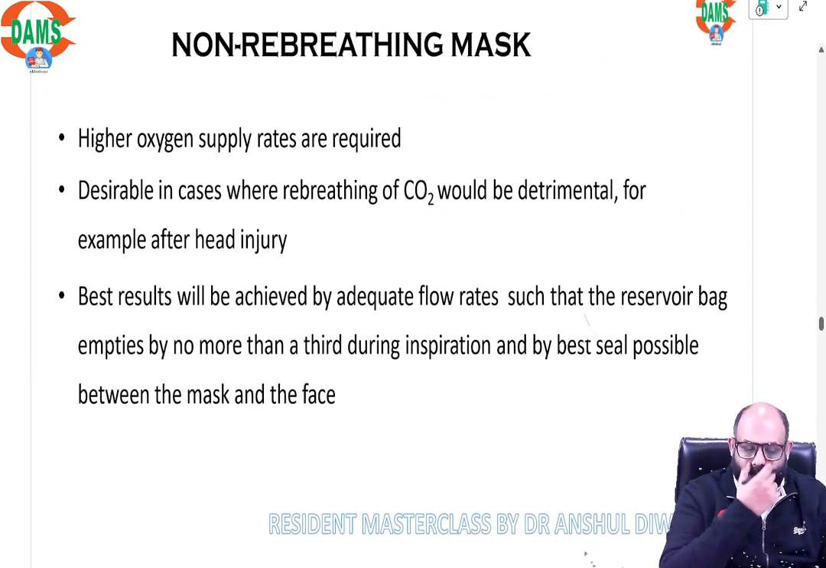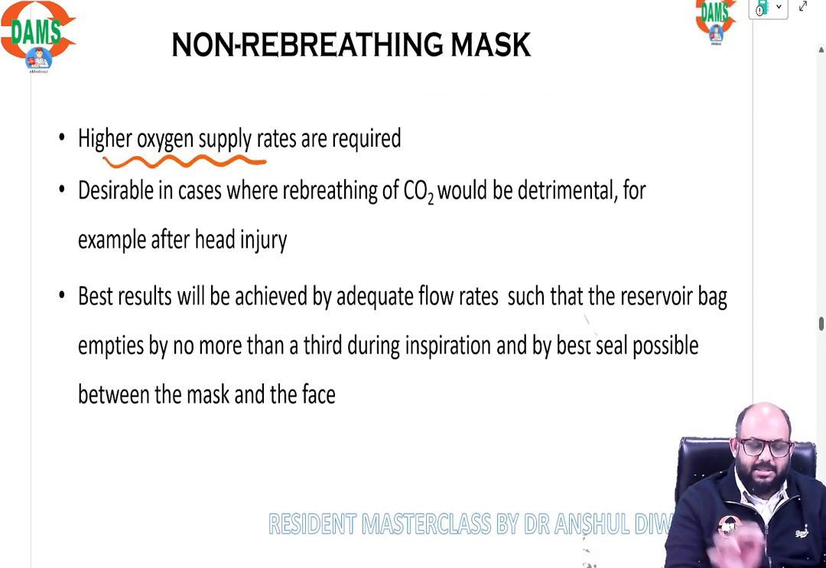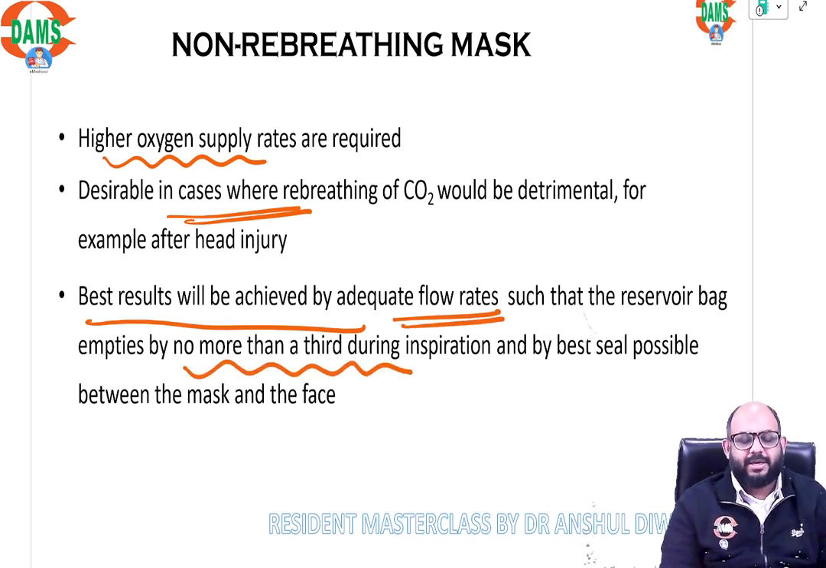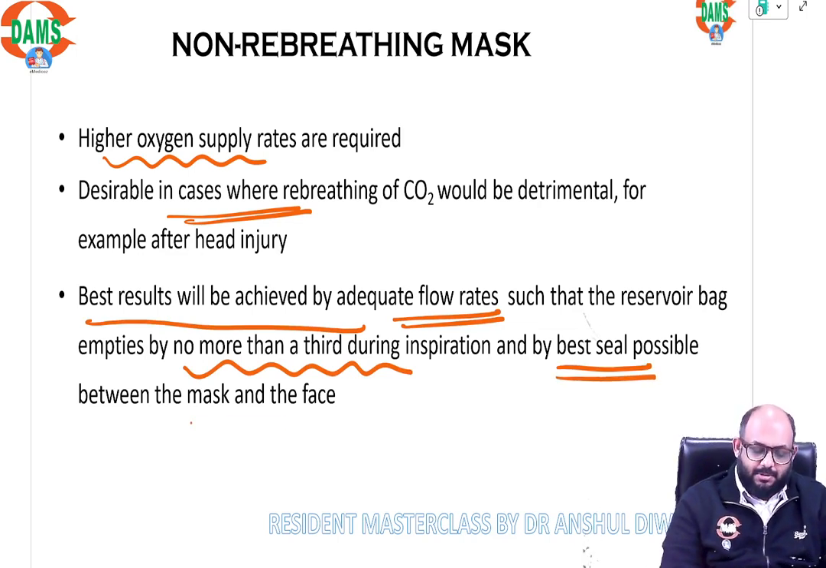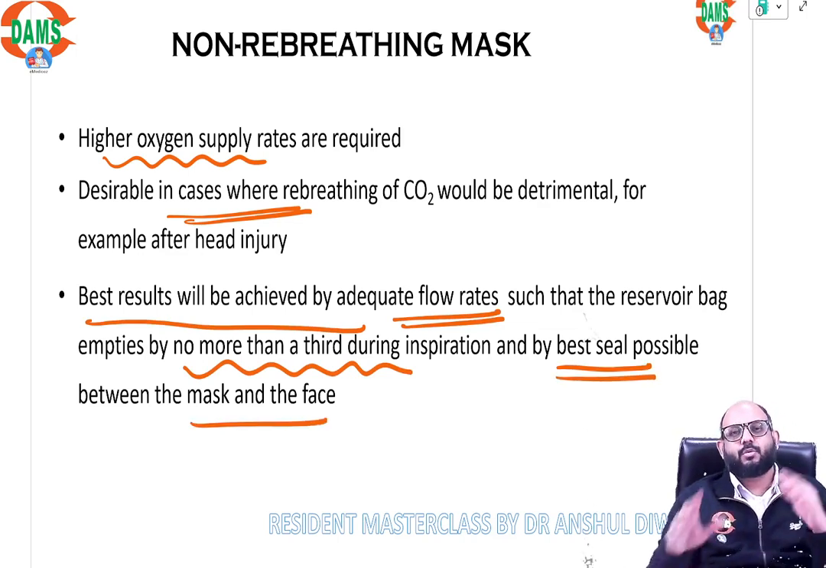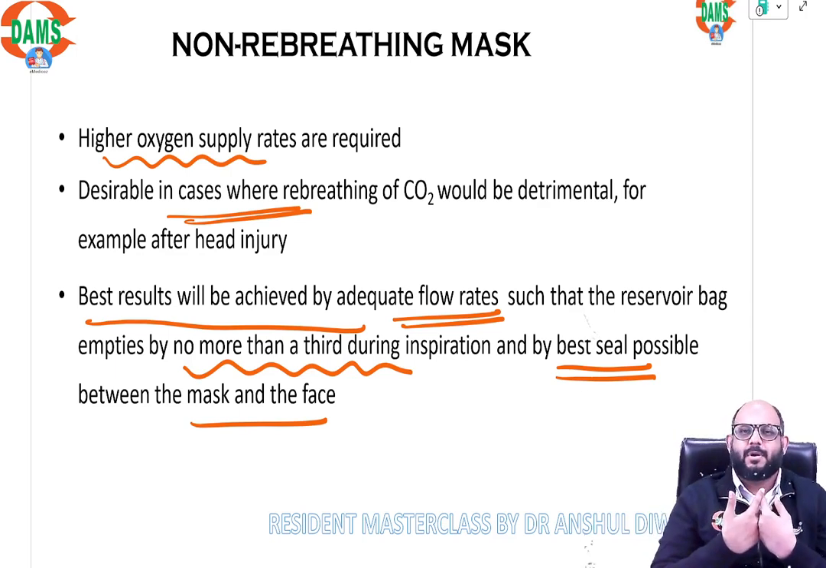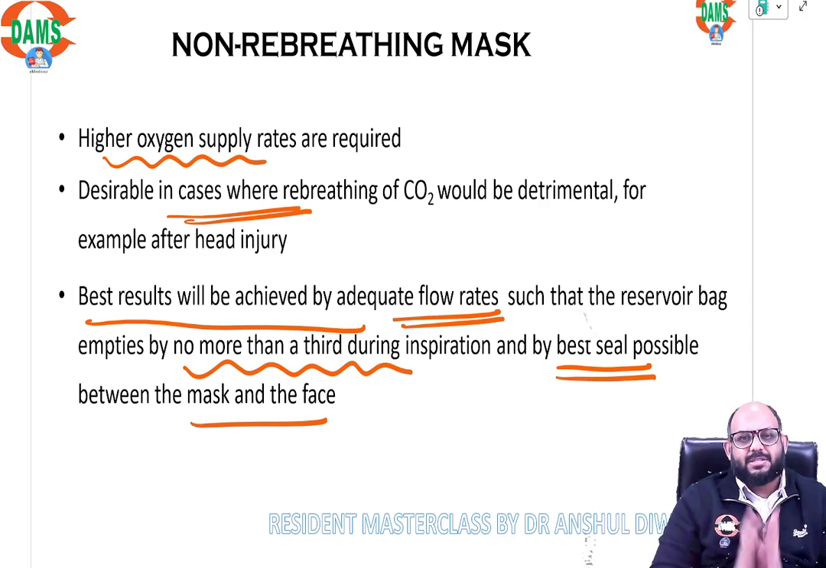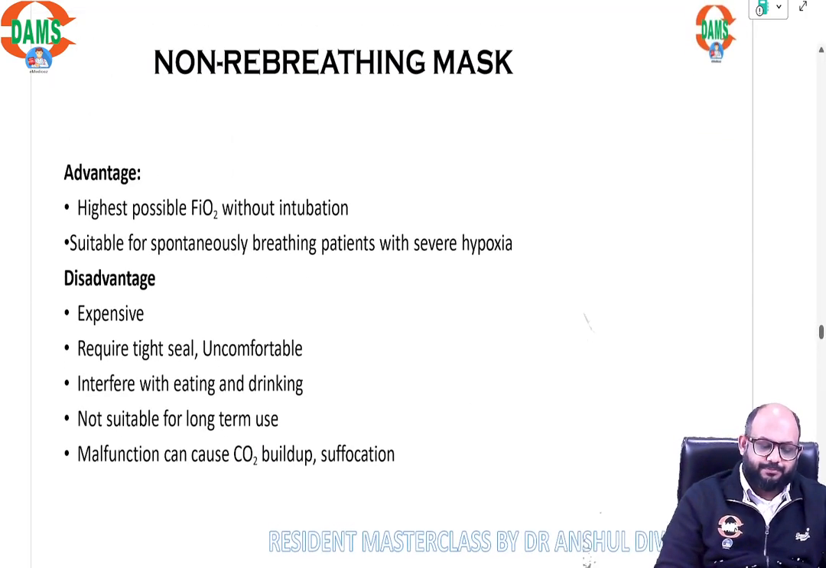Now, in a non-rebreathing mask, there are higher oxygen supply rates. Desirable in cases where rebreathing of CO2 would be detrimental, for example, head injury. Best results are achieved with adequate flow rate, such that the reservoir bag empties by no more than a third during inspiration, and with the best seal possible between the mask and the face. So you try to avoid the entrapment of air from outside, and you try to make sure that the bag is inflated to at least 1/3 at all points of time.